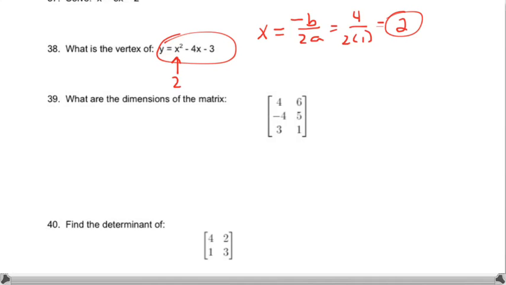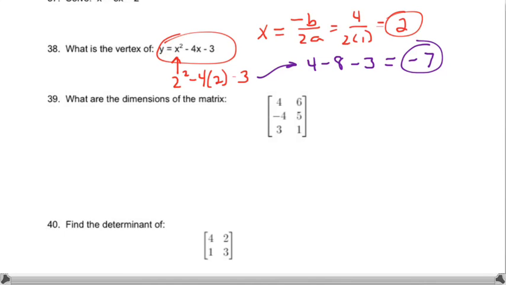Plug that 2 in, and it will tell you what the y-coordinate is. So that's 4 minus 8 minus 3, being negative 4 minus 3, negative 7. So this vertex is at (2, negative 7). Axis of symmetry, x equals 2, if they ask that.